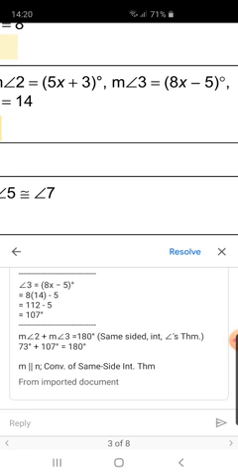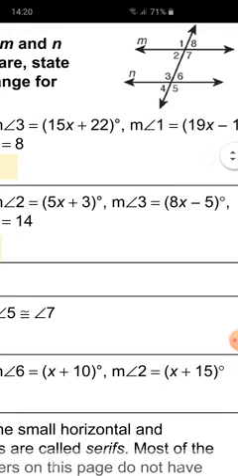Clear? When you add them, you got 180. That means they are same-sided interior angles. So because of this, M and N are parallel. Okay, I hope that is clear.